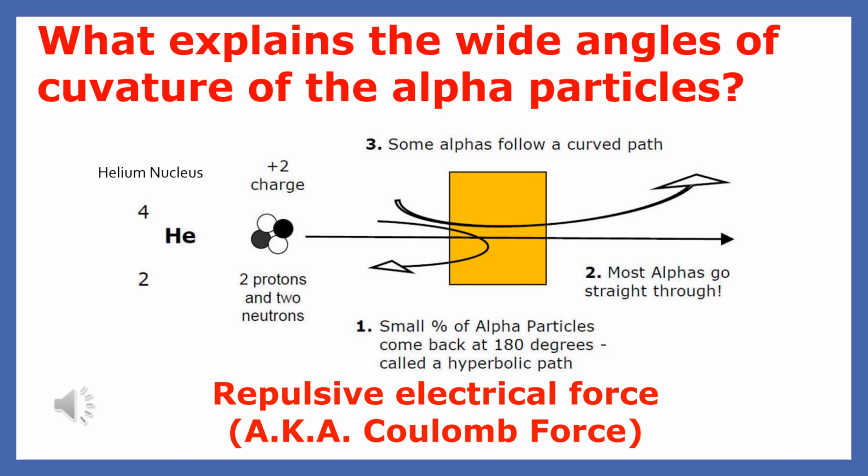Rutherford concluded that these large deflection angles could only be possible if something in the atom were extremely positive. He theorized that all the positive charge must be concentrated in the center of the atom. We now call that part of the atom the nucleus.